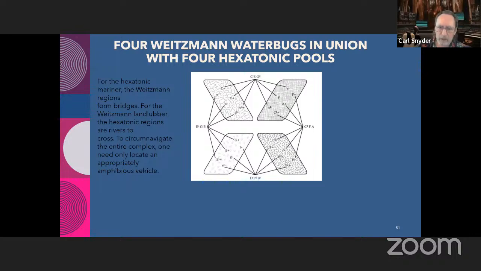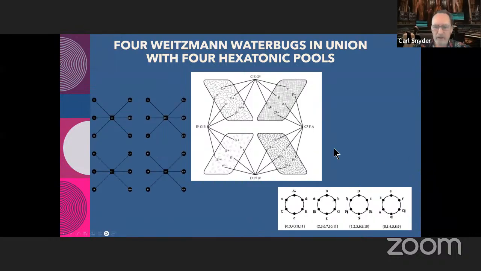And then, of course, we can always use that augmented chord to get to a new tonal center, if you will. So here's a colorful way to put it. For the hexatonic mariner, the Weitzmann regions form bridges. For the Weitzmann landlubber, the hexatonic regions are rivers to cross. To circumnavigate the entire complex, one need only locate an appropriately amphibious vehicle. And that's what Christopher was just doing. So there's one for you to contemplate between meditating on your navels.